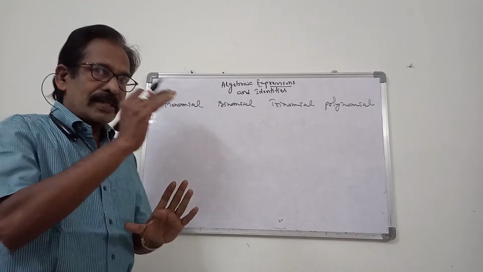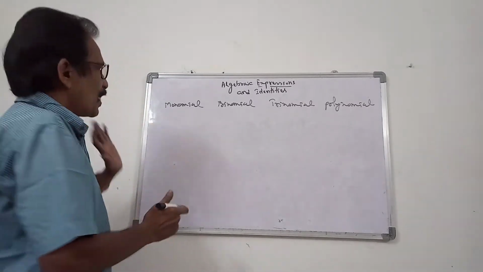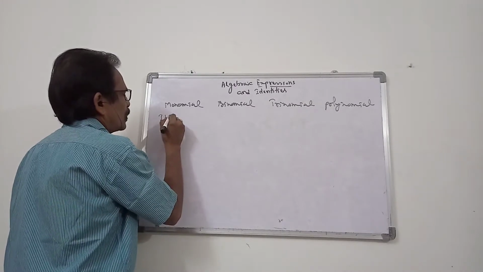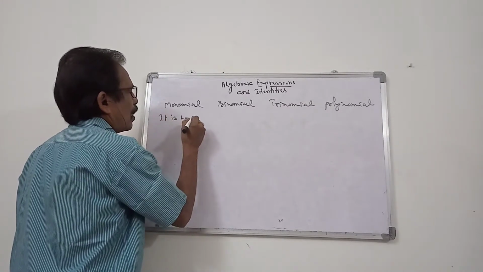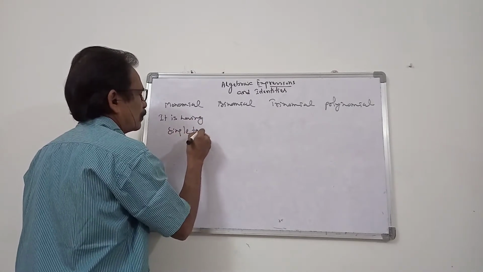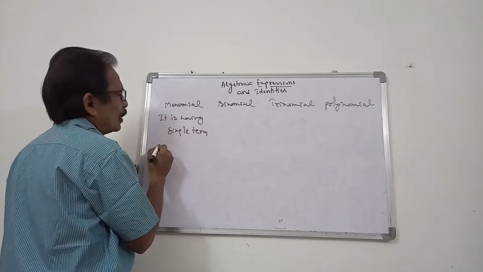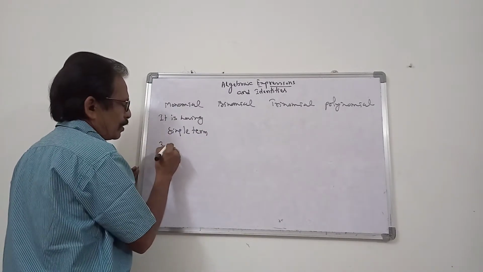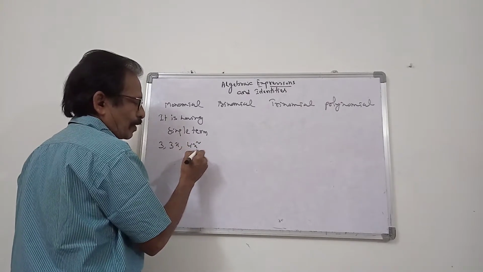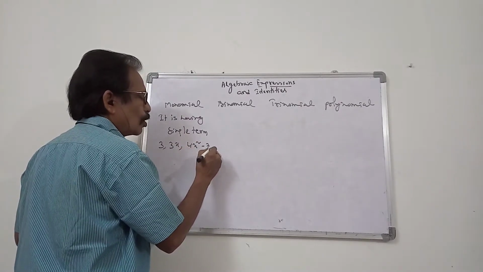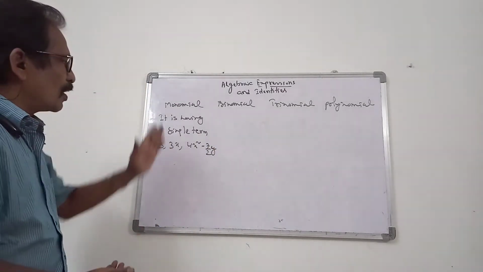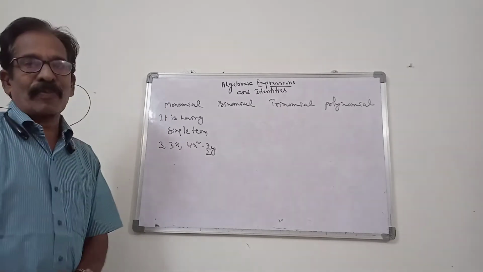We know what a term is. So you can write: a monomial is a single term, having a single term. You can write a monomial as just 3, or 3x, or 4x square, or minus 7 by 2 y. So these are all single terms, or you can also treat them as monomials.